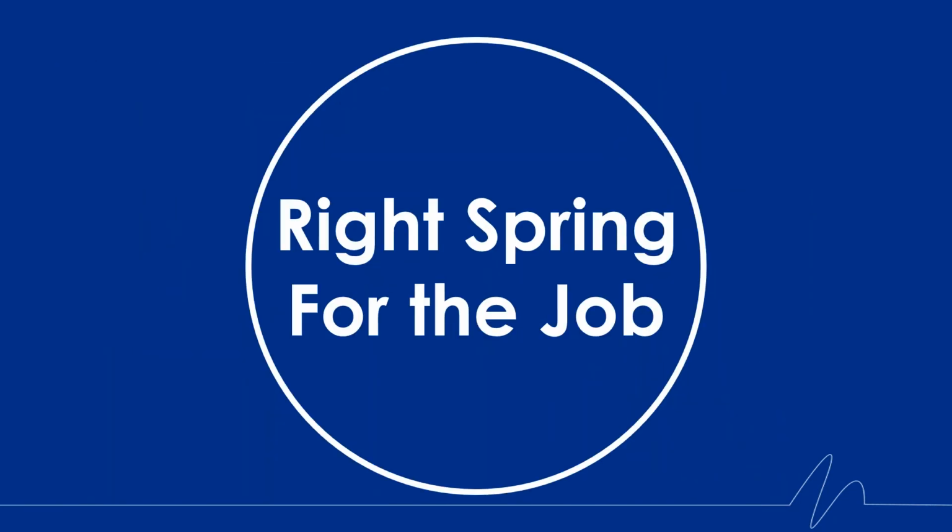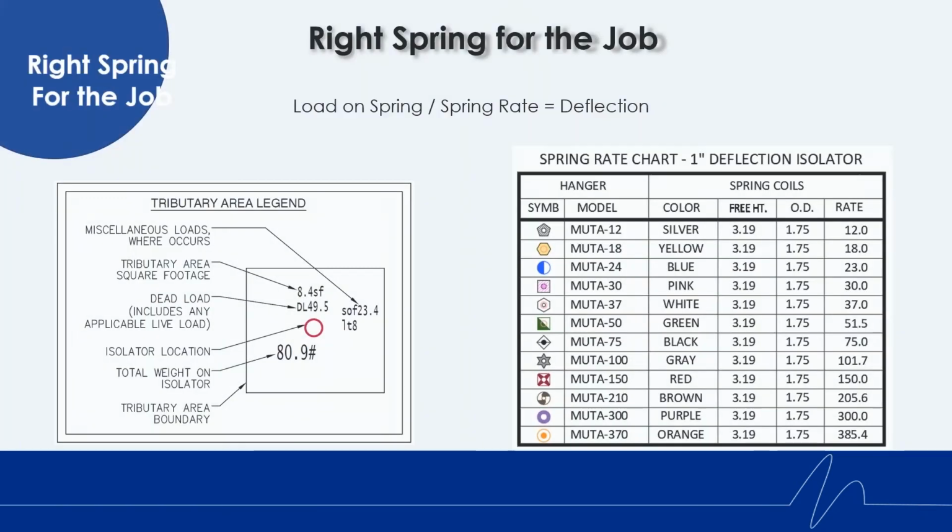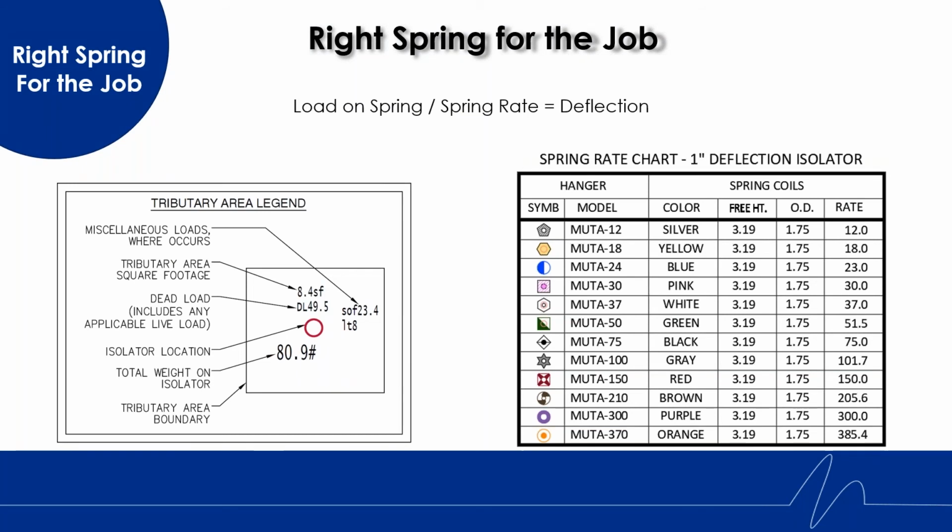How to know to select the right spring for the right job? As discussed earlier, the 80.9 is the weight that is being imposed upon the spring. So when it comes to the 80.9, we need to take a look at the spring rate and figure out the deflection.